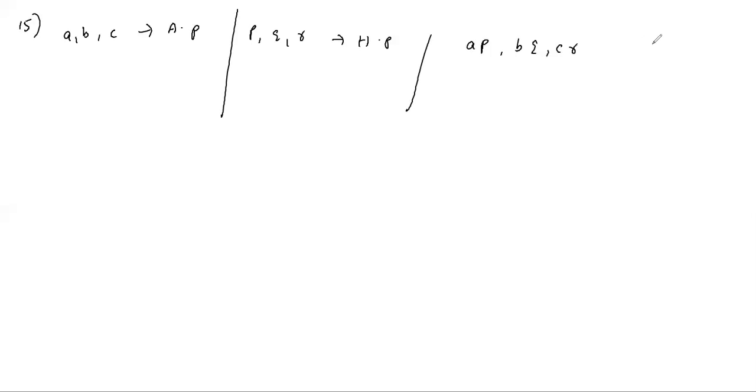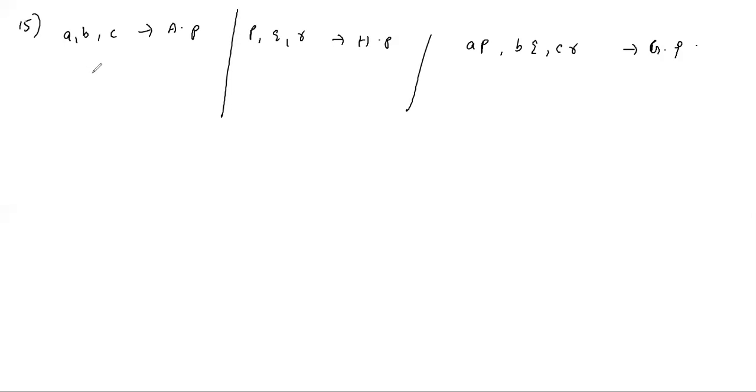15th one. A, B, C are in AP. P, Q, R are in HP. A, B, Q, C, R are in GP. Then you have to find P by R plus R by P in terms of A and C.